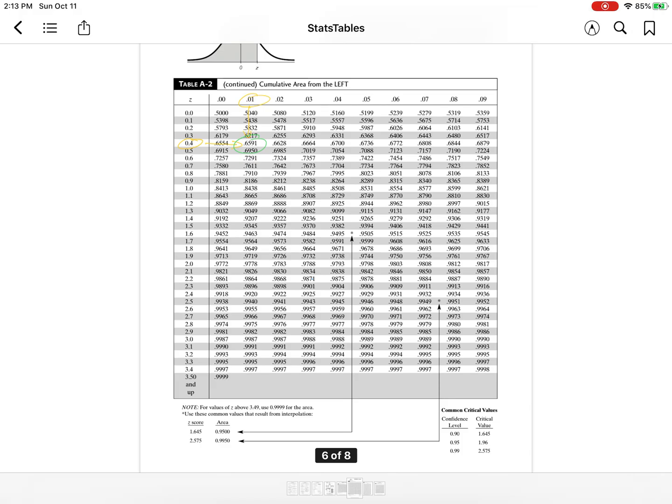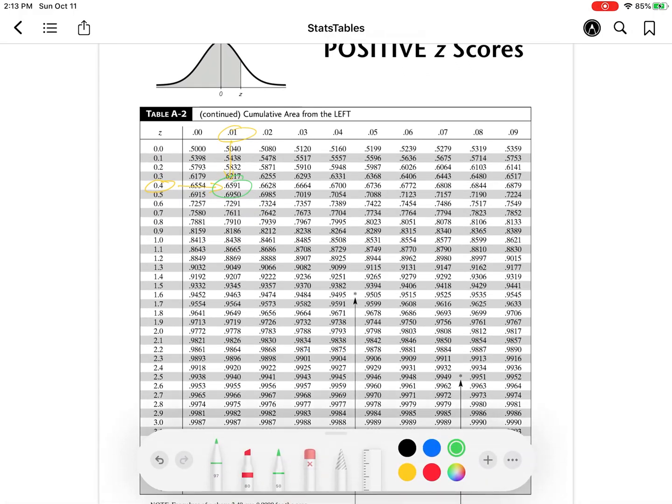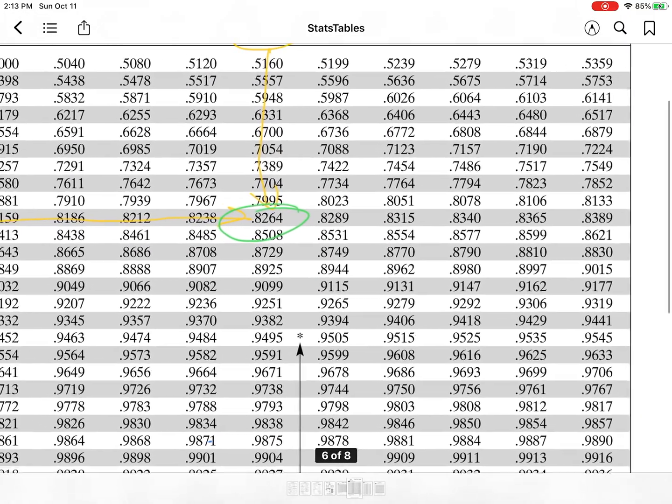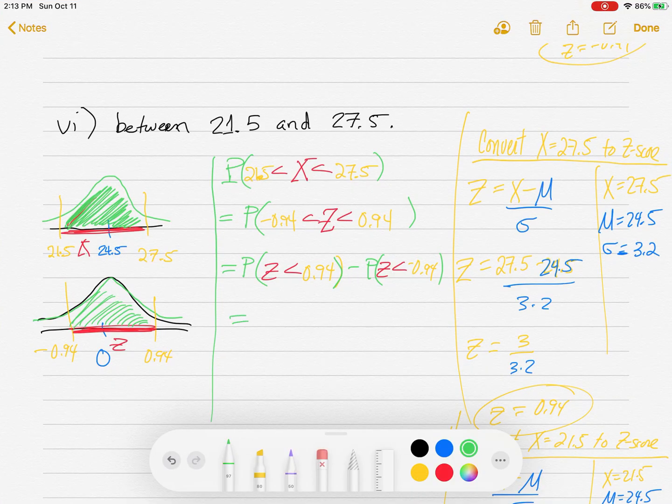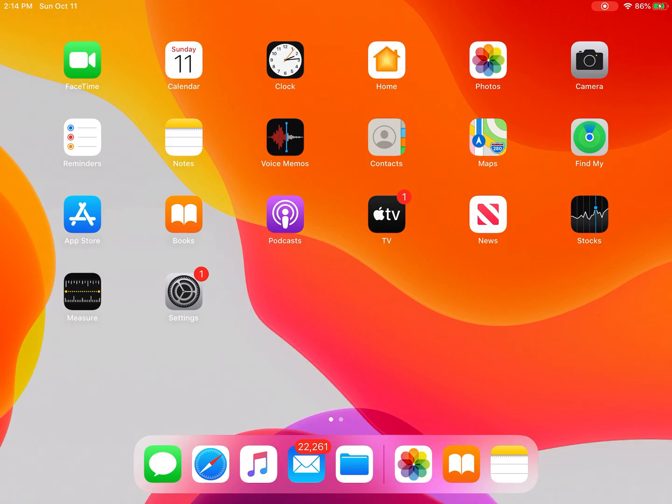So we want to be in the positive table right now. Okay, let's go in the positive table. Let's look up 0.94. 0.94 right there. That gives you your area to the left of 0.94. I'll zoom in on that a little bit. It's 0.8264.